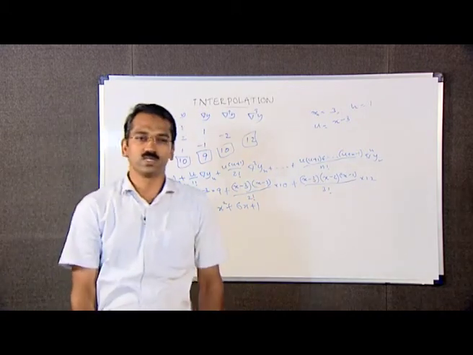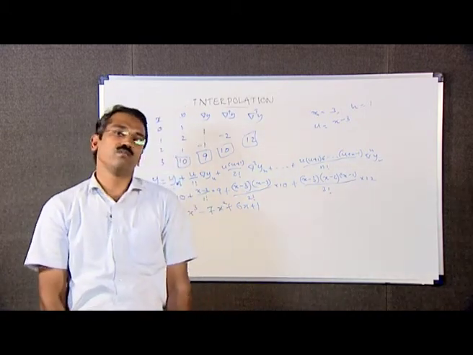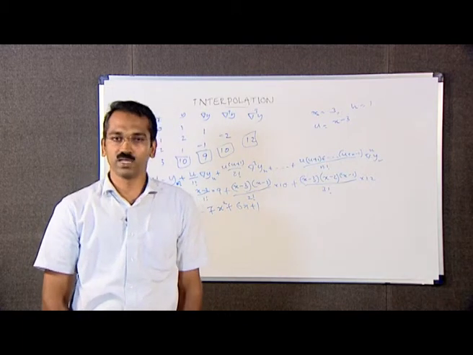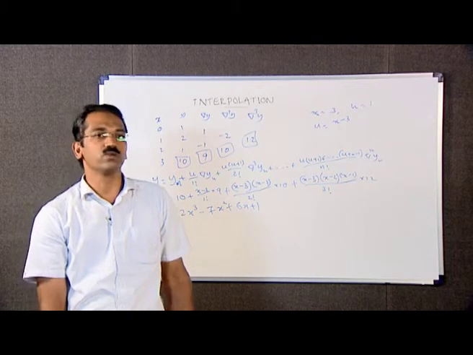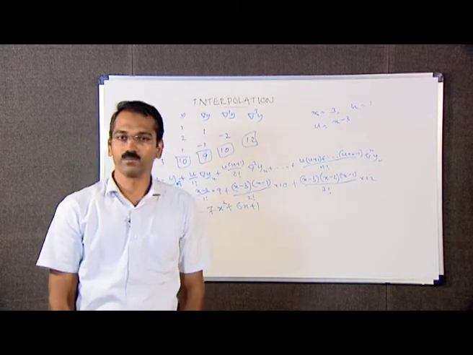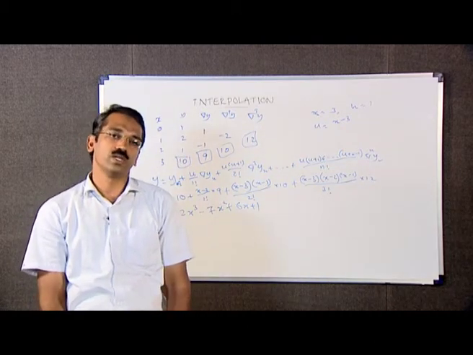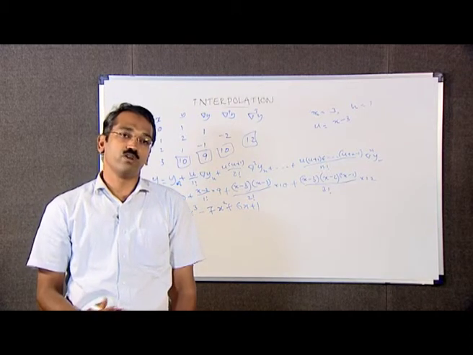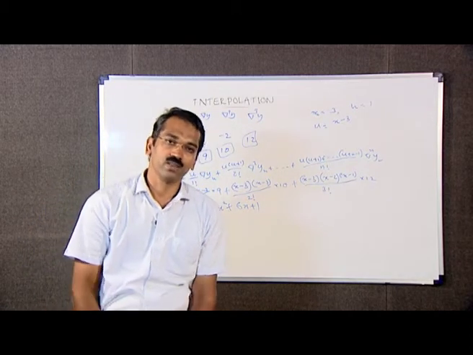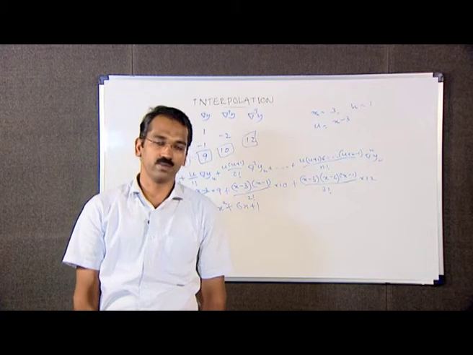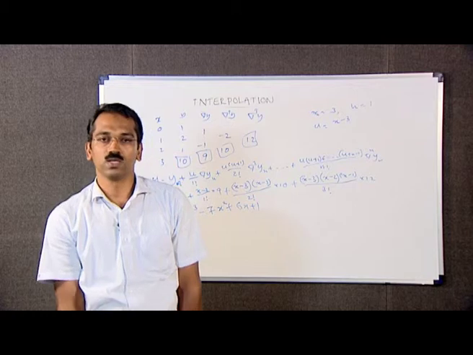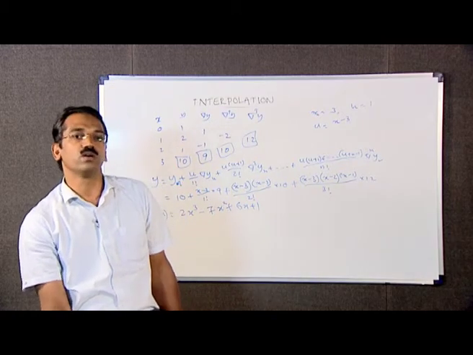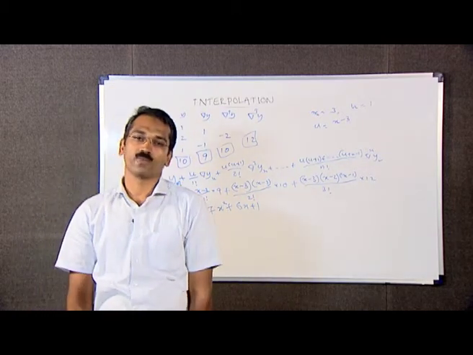Let me conclude this session. In this session, we derived Newton's backward interpolation formula, and we observed that it can be used to interpolate a value of y at the end of a given data, and it can be used to find the corresponding polynomial of the given data.